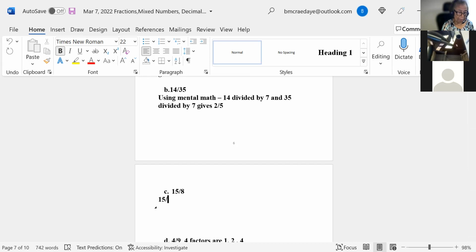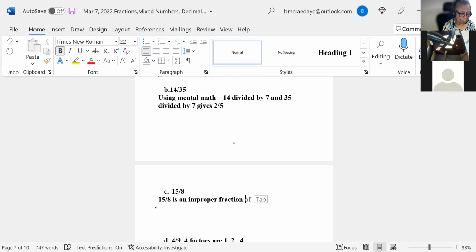Fifteen over 8. 15 divided by 8 comes out to 1.875. Well, no, we're not doing decimals yet. We're still doing fractions. Whenever your numerator is greater than your denominator, we have what we call an improper fraction. So 15 over 8 is improper. 8 ones is 8, and 7 is 15.